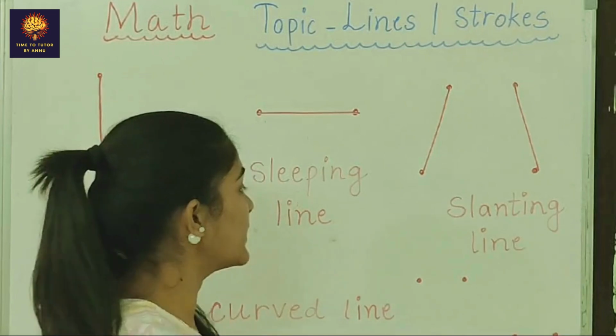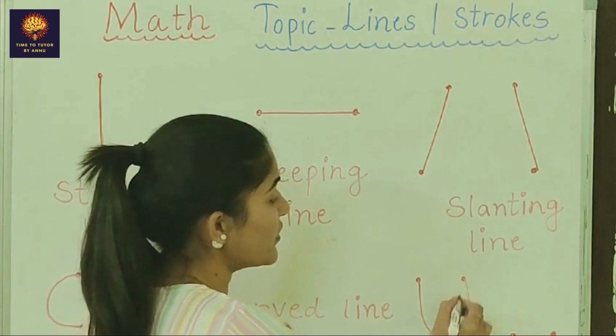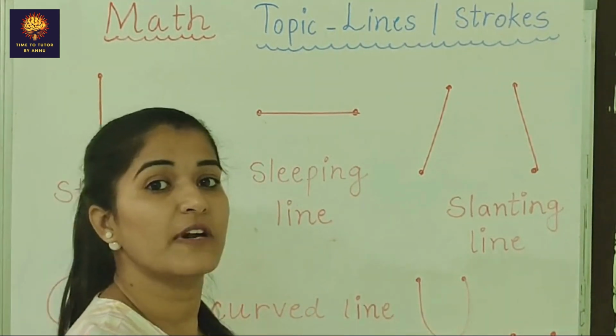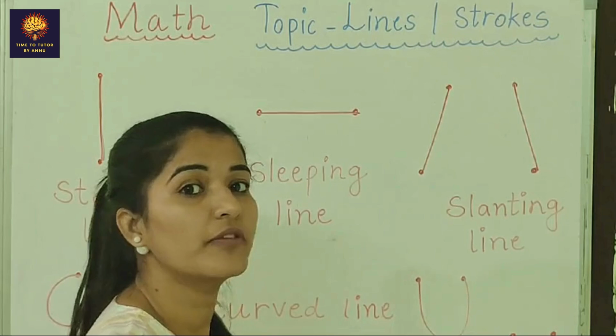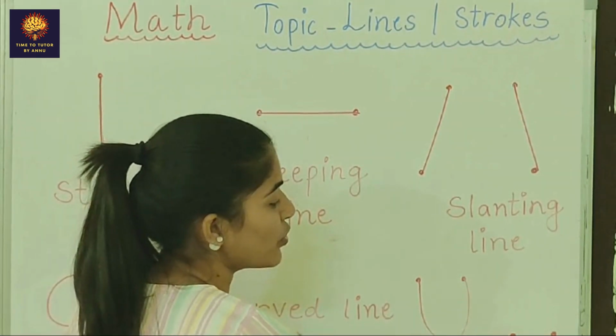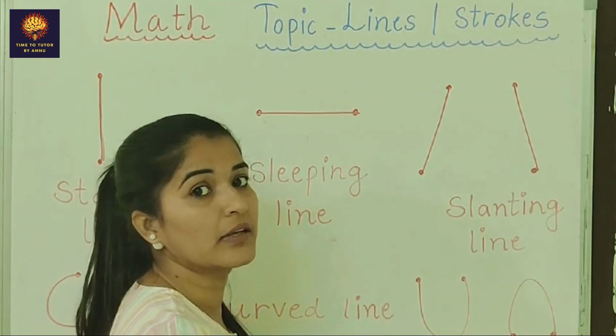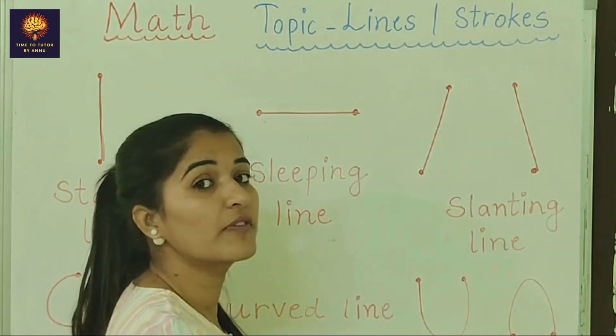Let us go with another two dots you can see here. If we join these two dots like this, we have an up curved line. And if we join these two dots like this, we have a down curved line.